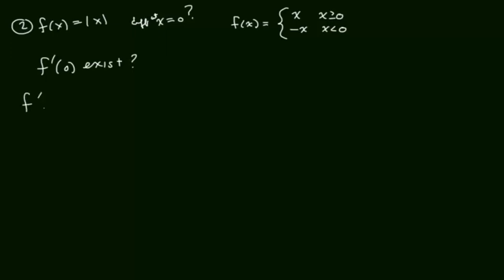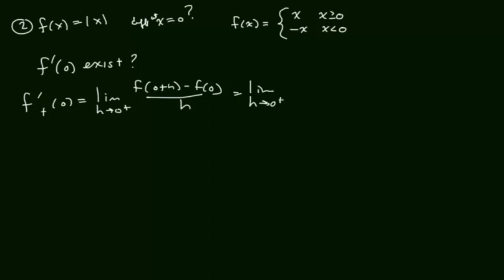And we'll start off by saying f prime from the right of 0 is the limit as h goes to 0 from the right of f of 0 plus h minus f of 0 over h. Well, we plug in, we have 0 plus h minus 0 for h, which is going to give us the limit as h goes to 0 of 1, which equals 1. So it exists in that direction.